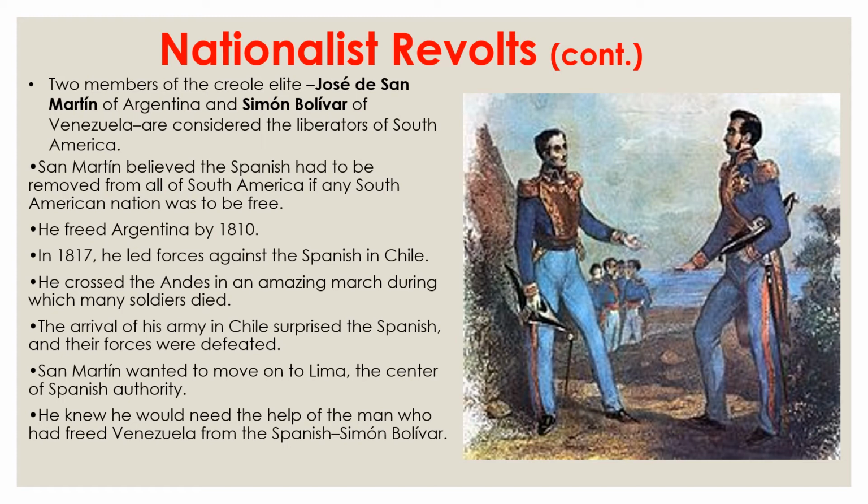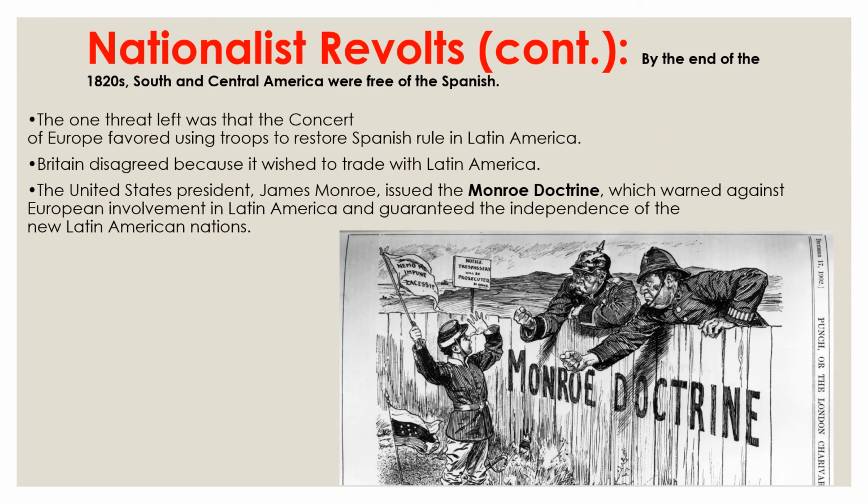San Martin wanted to move on to Lima, the center of Spanish authority after that. He knew he would need the help of the man who had freed Venezuela from the Spanish, Simon Bolivar, to do this. And together they will be able to free most of South America from Spanish control. The one threat left was the concert of Europe that favored using troops to restore Spanish rule in Latin America. This is in the 1820s. Britain disagreed because it wished to trade with Latin America. And so ultimately, this will destabilize the concert of Europe's forces that had tried to maintain European control, or Spanish control mostly, over Latin America.